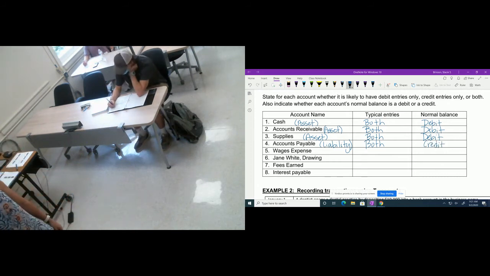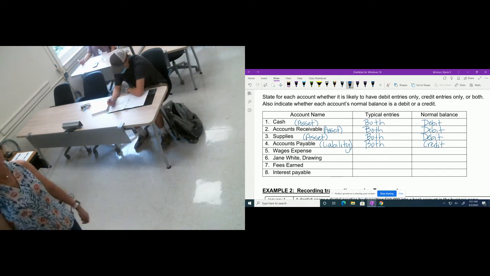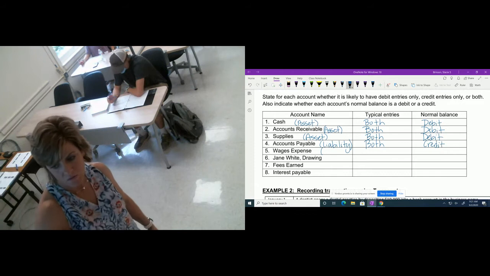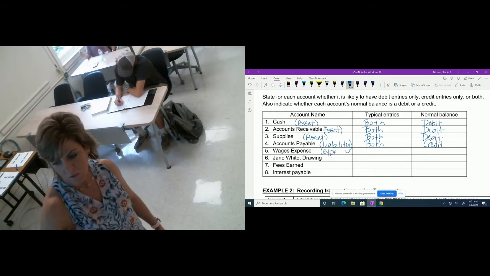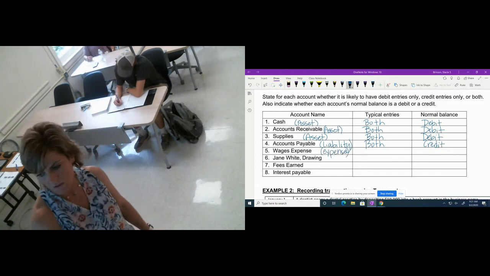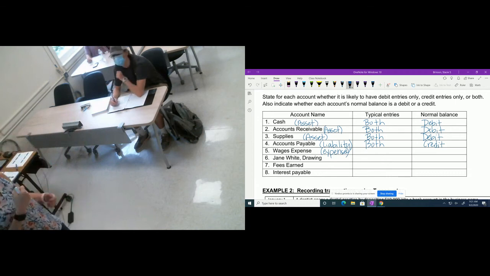Y'all following what we're doing? It's just repetition until you get used to it. What about wages expense? It's an expense account. It affects owner's equity, but what does it do to owner's equity? What do expenses do to owner's equity? Decrease them. It decreases them ultimately. So what kind of entries do you think wages expense would have? I've told y'all this before. For expenses, you'll always have them go in which direction?